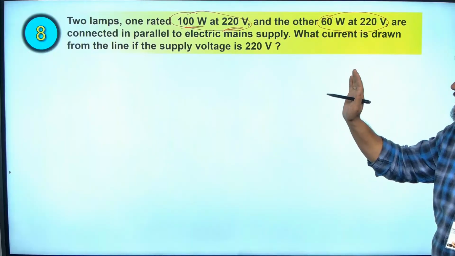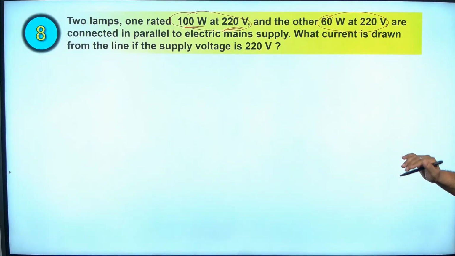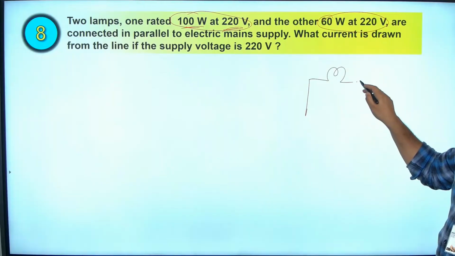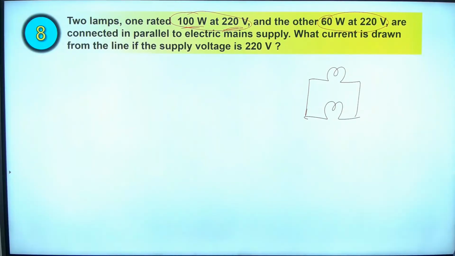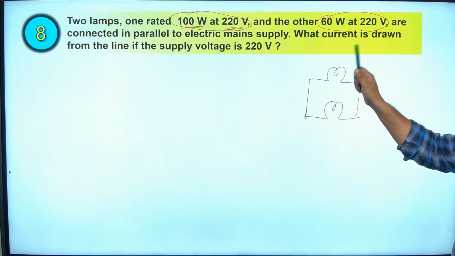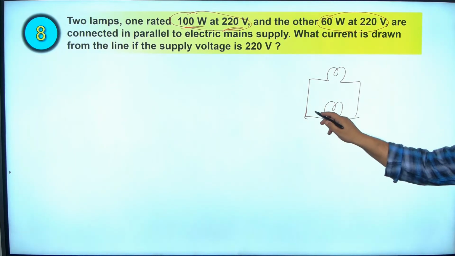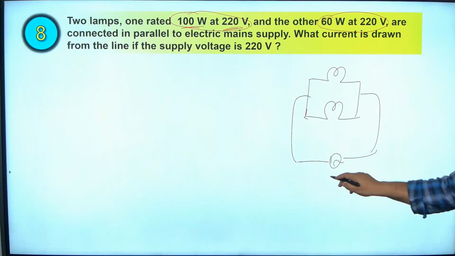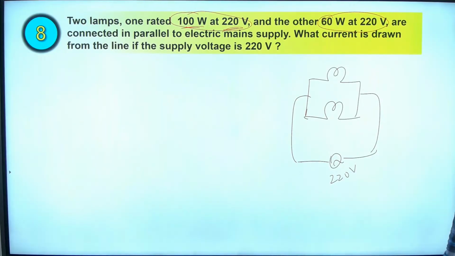There are two appliances connected in parallel. So these are both bulbs. Are you seeing how it will look? One bulb, another bulb. They are connected in parallel. And what they are asking you to find is what current is drawn from the line if the supply voltage is 220 volt. It is connected to a supply of 220 volt, and what is being asked? What is the current drawn from the supply?